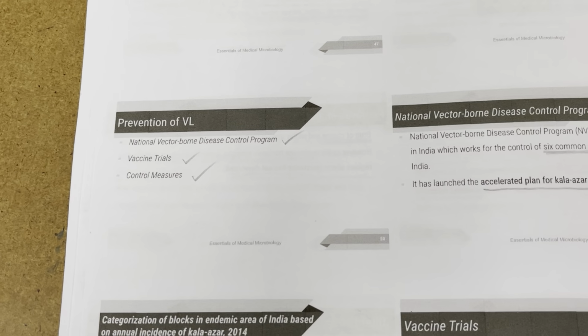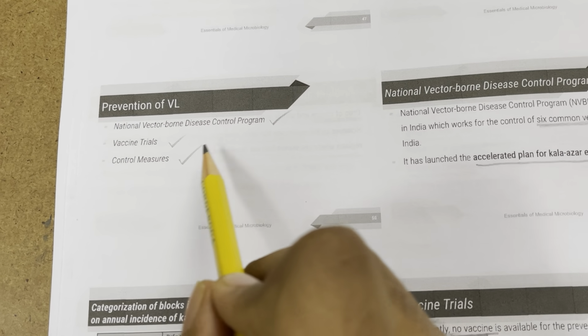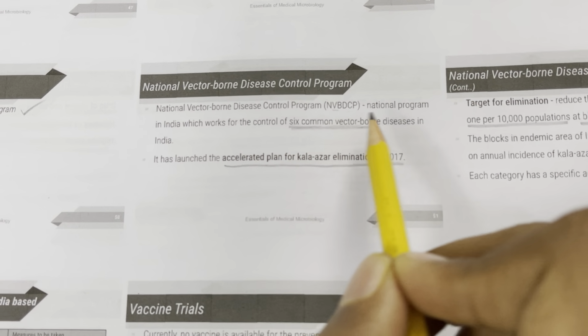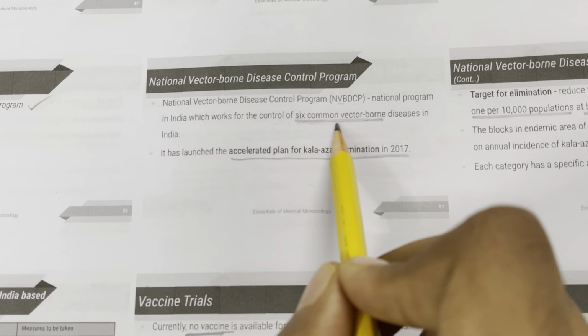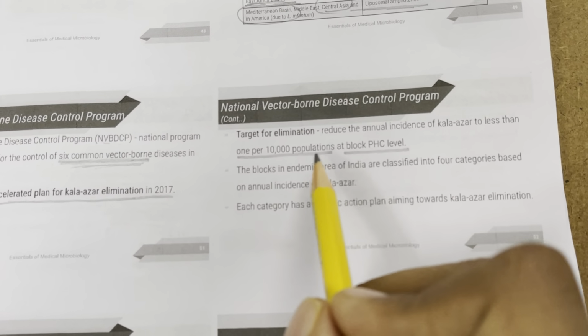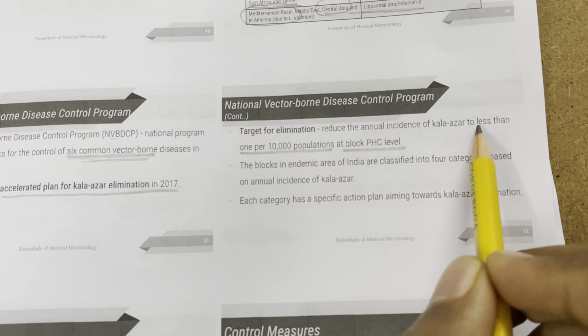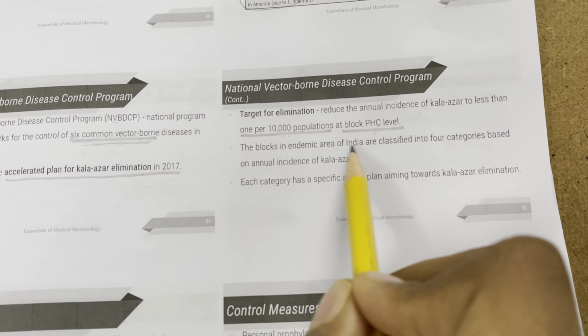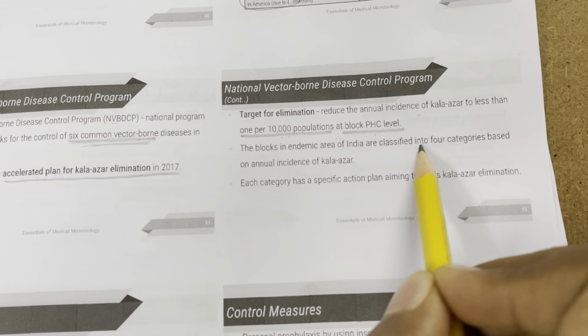Prevention of visceral leishmaniasis: you have the National Vector-Borne Disease Control Programme, vaccine trials and control measures. This NVBDCP is a national program in India which works for the control of 6 common vector-borne diseases. It launched the accelerated plan for Kala Azar elimination in 2017. So what is the target for elimination? It is to reduce the annual incidence of Kala Azar to less than 1 per 10,000 population at the block PHC level. The blocks are classified into 4 categories based on annual incidence of Kala Azar, and each category has a specific action plan aiming towards Kala Azar elimination.